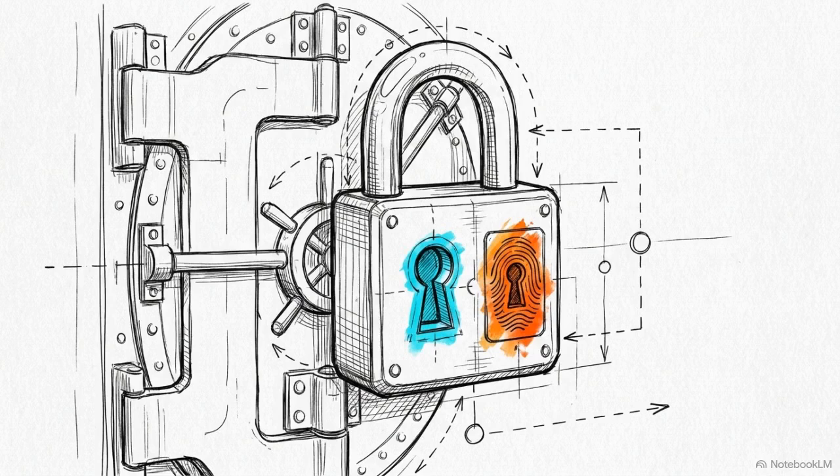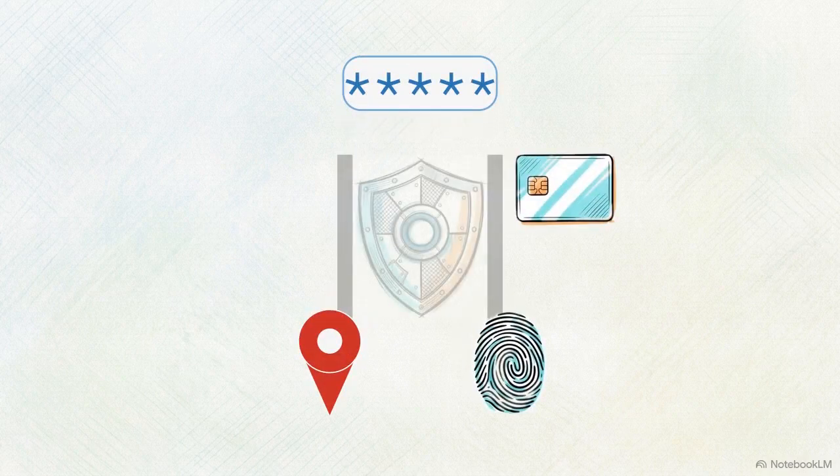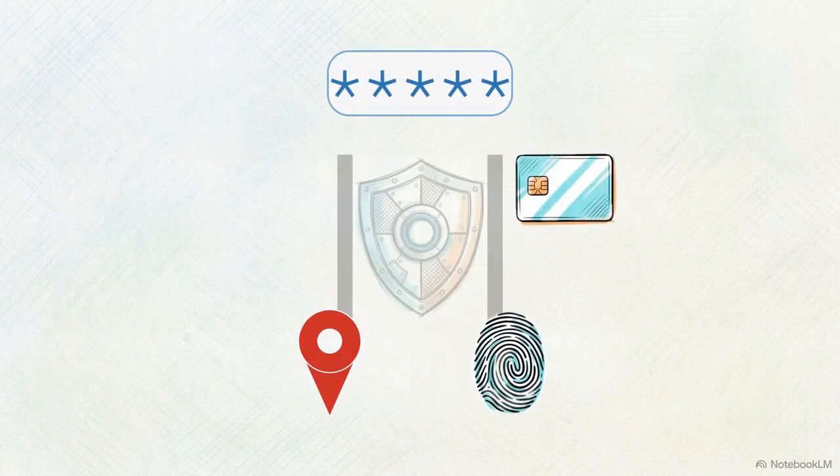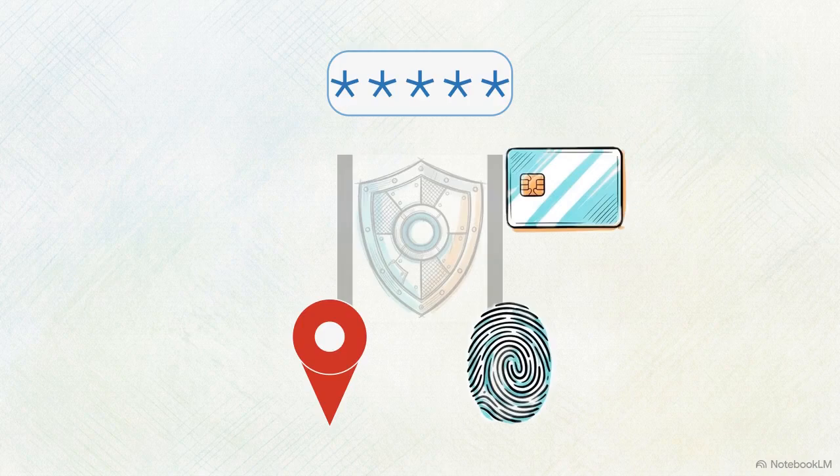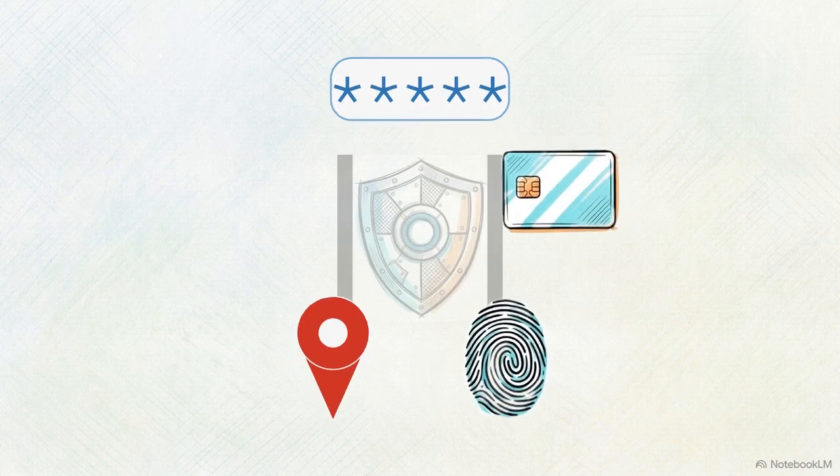Proving an identity requires multi-factor authentication, or MFA. A single password is a vulnerability. MFA demands 2 or more distinct proofs of identity. These proofs fall into 5 categories: something you know, like a password; something you have, like a smart card; something you are, using biometrics; somewhere you are, verified by GPS; and something you do, like a specific typing pattern.